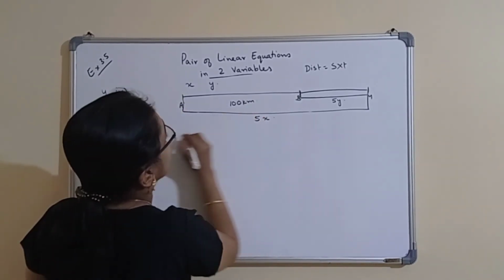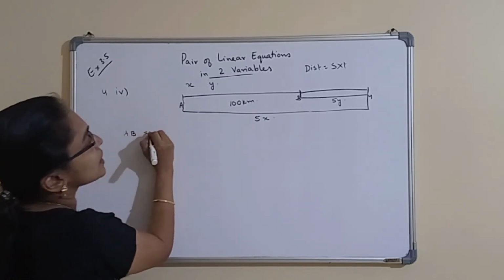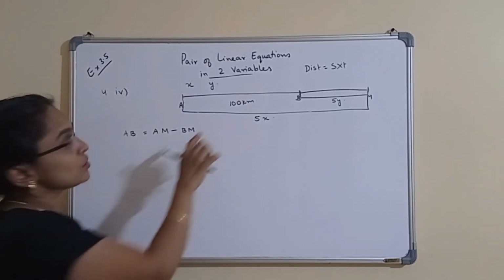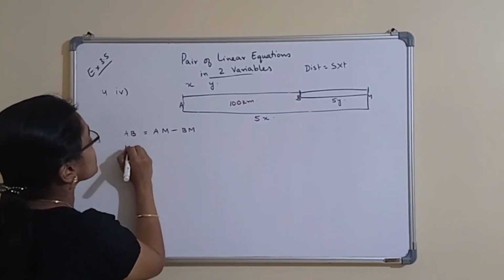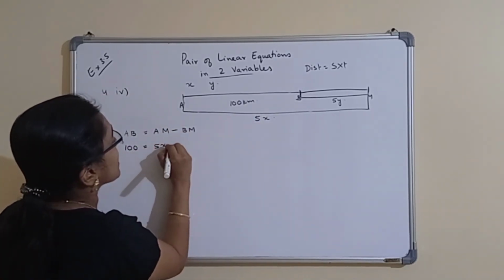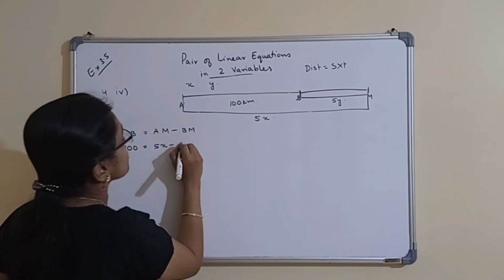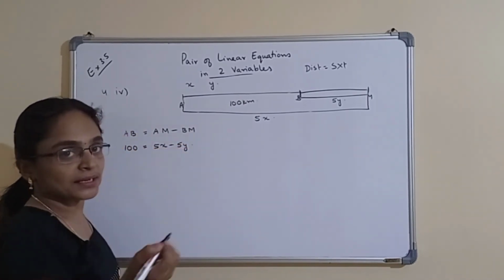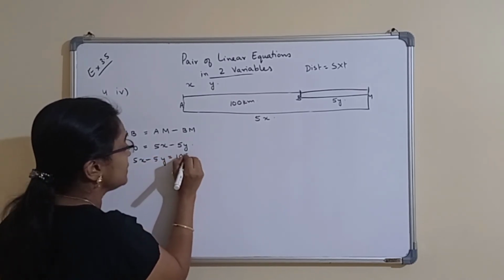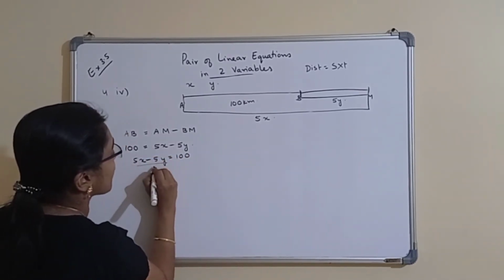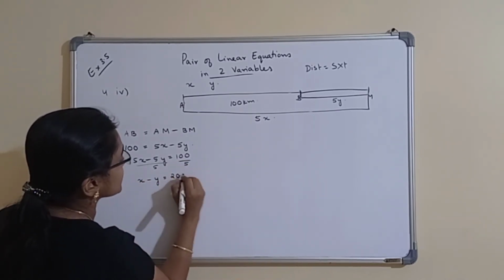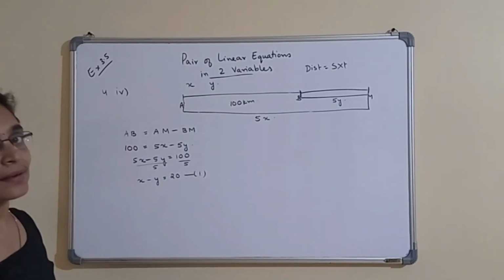Now, from this AB is equal to AM minus BM, right? So this is 100 kilometers. So this 100 is equal to AM is 5x and BM is 5y. So we got 5x minus 5y. We can write this as 5x minus 5y is equal to 100. And dividing all these by 5, what will we get? x minus y is equal to 20. So let this be equation 1.